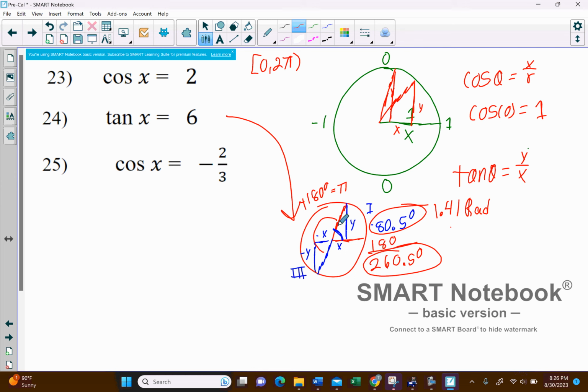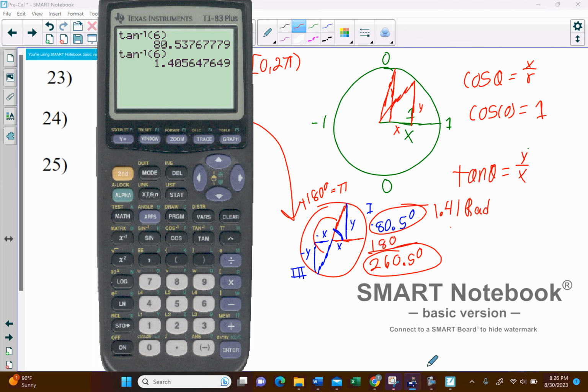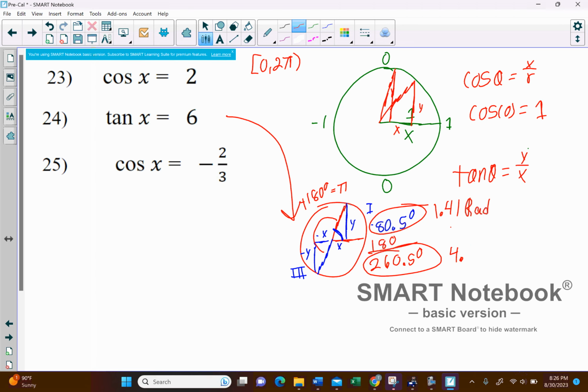So let me go ahead and go back to that. And so what I'm going to do is I'm going to say plus pi. And so now let's see, what is that? 4.55. So 4.55 radians. And so those are the two answers to number 24.